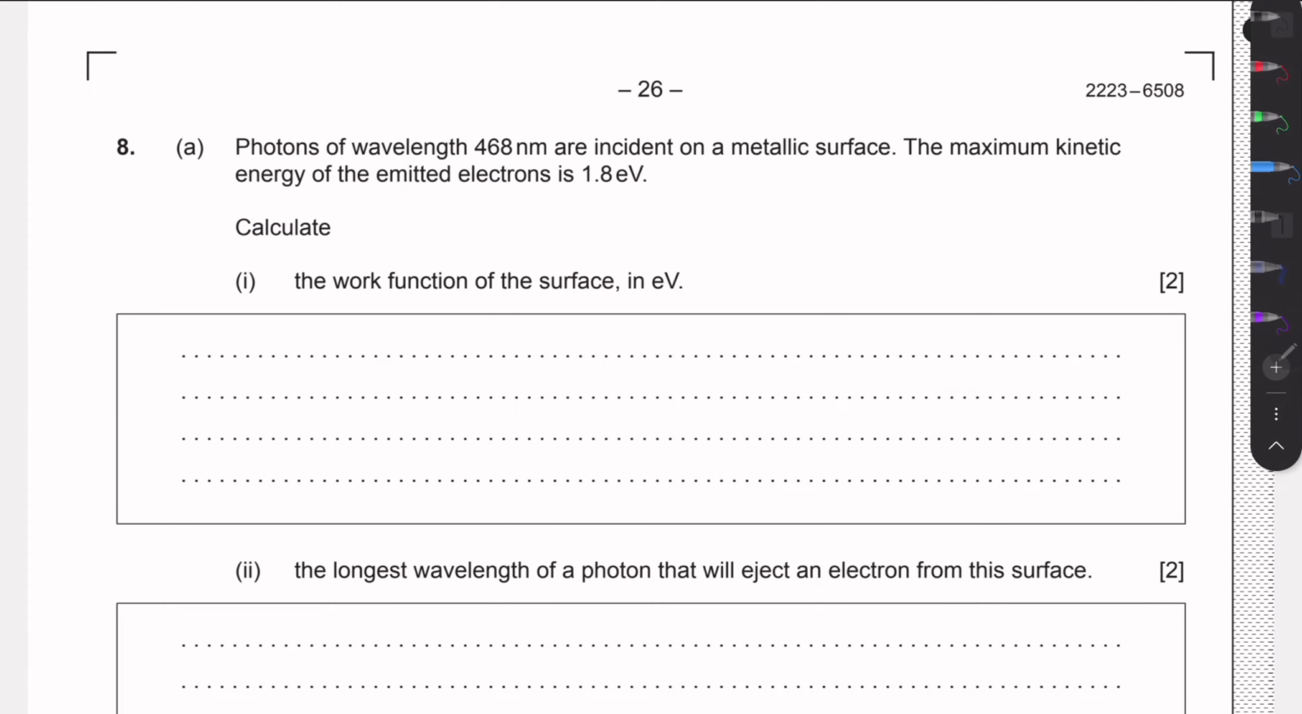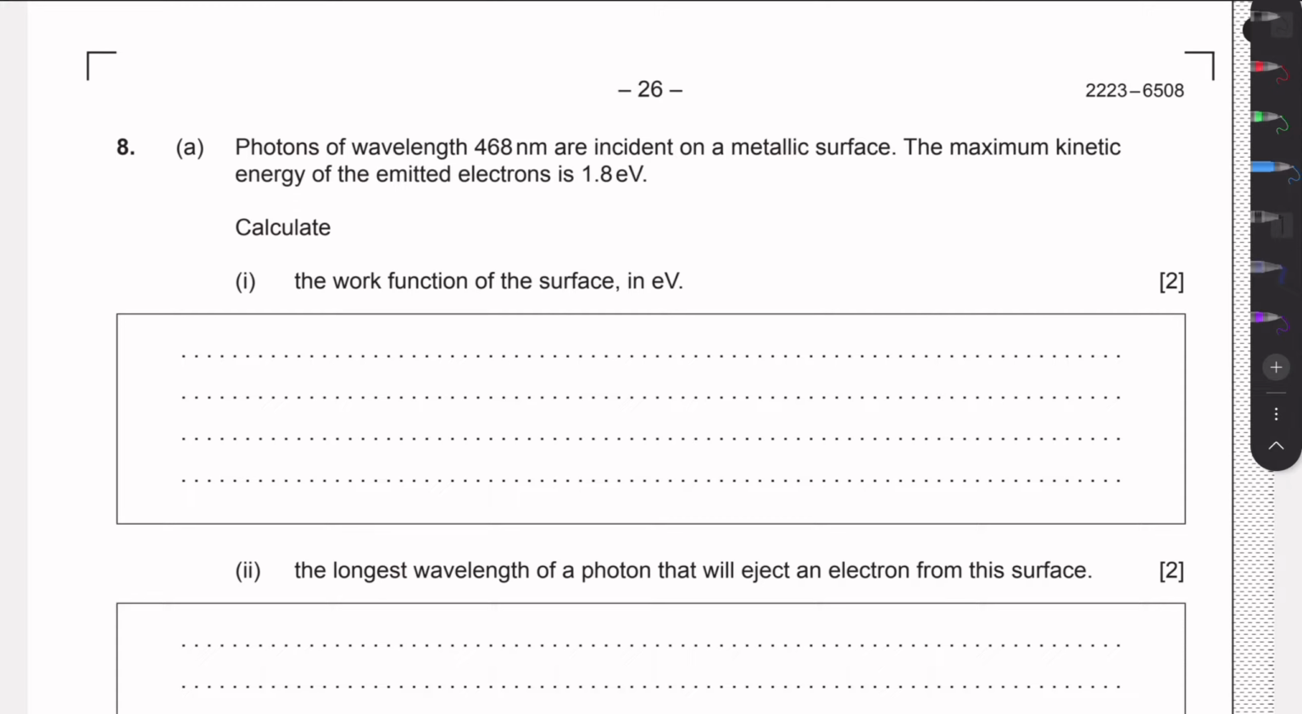So this is going to be question 8, the last question in the May 2023 time zone 1 paper 2. Here we're given photons with this wavelength incident on a metallic surface, and the maximum kinetic energy of the emitted electrons is 1.8 electron volts. We need to calculate firstly the work function of the surface.